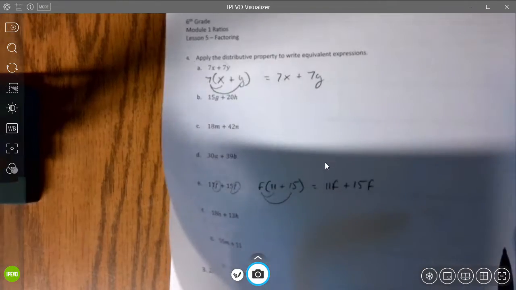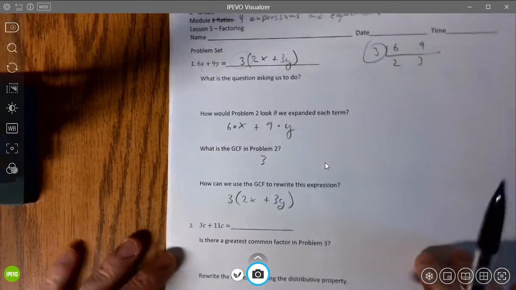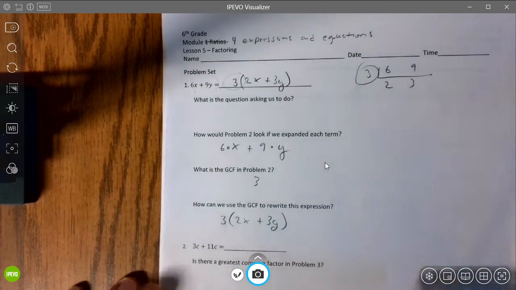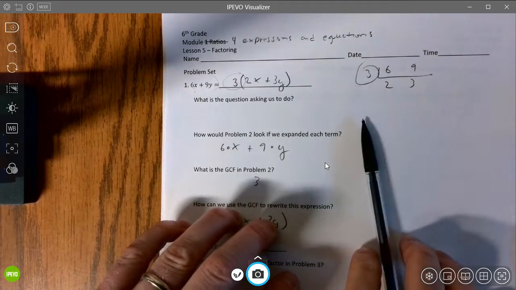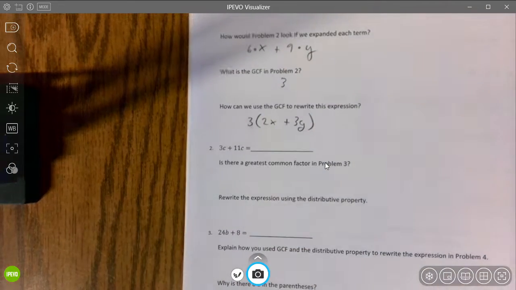All right, I think that's pretty much it. I know that was kind of a quick lesson. Factoring is really important, so I want to make sure that you guys know how to do this. If you have any questions, please let me know. Thanks.